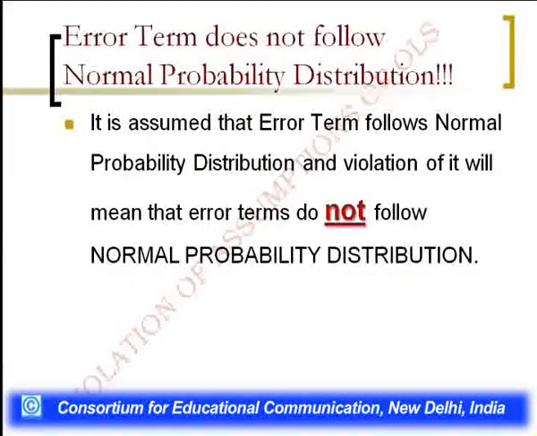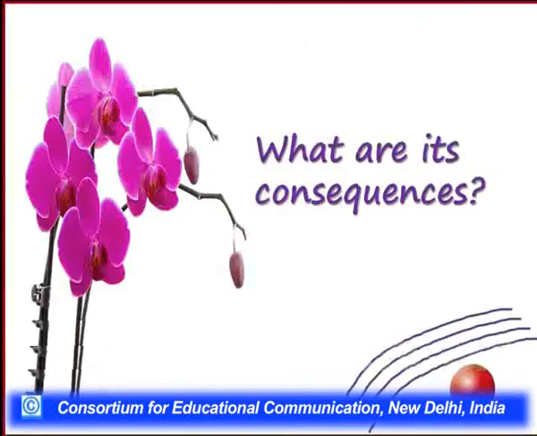It is very important that you always have the error term in your model. So, the violation number 2 we are talking about now is that the error term does not follow a normal distribution. So, how do we check it? Basically, it is assumed that the error term follows a normal probability distribution, and a violation of this would mean that the error terms do not follow a normal probability distribution.